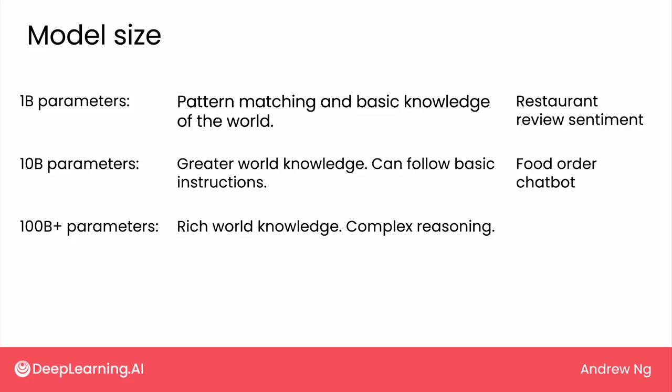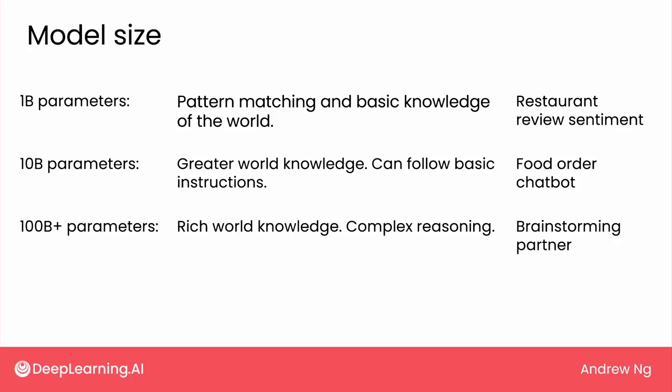Some of these models might be cheap enough to deploy that it might be okay to use a huge model even for a food order chatbot, but where I would definitely tend to use these larger models would be tasks that involve deep knowledge or complex reasoning. So for example, if I'm looking for a brainstorming partner to help me think through ideas, I'll often use one of the larger models.